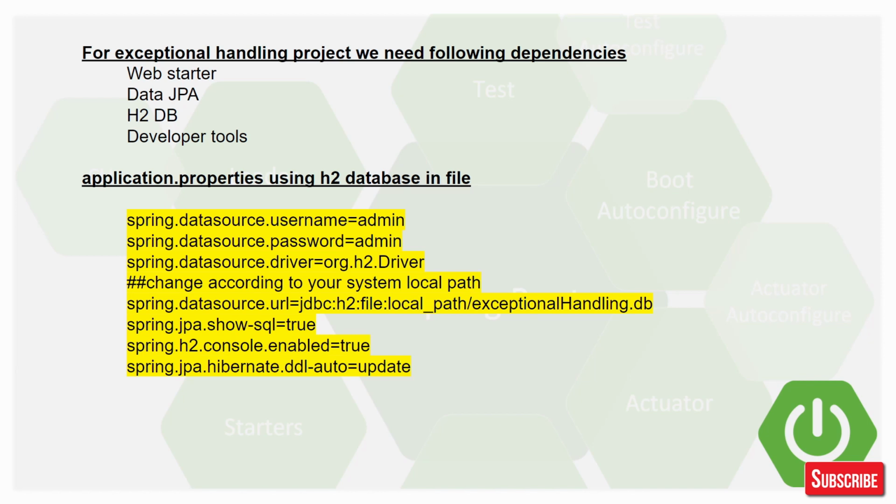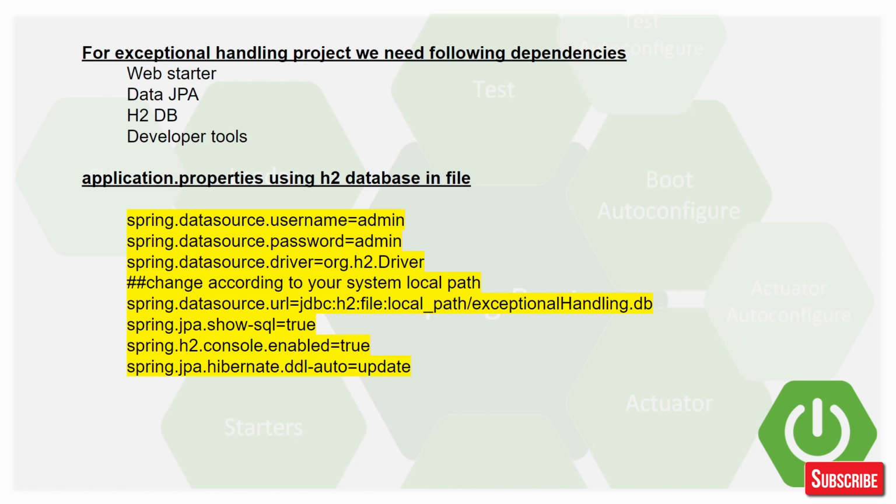Now, I'm just giving you a high-level overview of my practical project. For the exception handling project, we need the following dependencies: web starter, data JPA, H2 database, and developer tools. Developer tools have their own functionality and uses. However, for this project, I need it because when I make any change, I don't want to stop and restart. I want it to be taken care of automatically at runtime, which developer tools is going to do. It will act as a listener. As soon as I make some change in my project, my Spring container is going to restart. Simple.